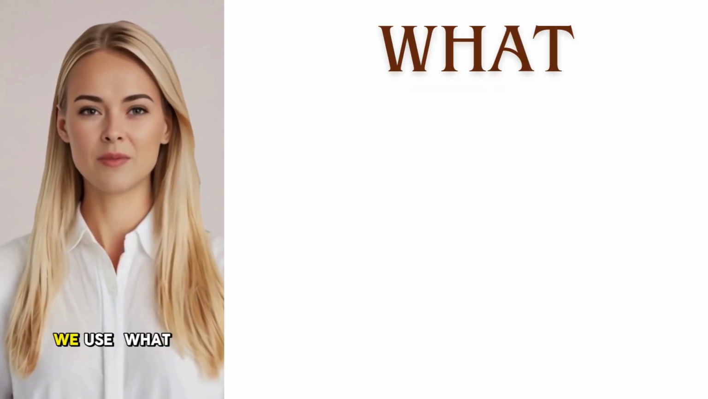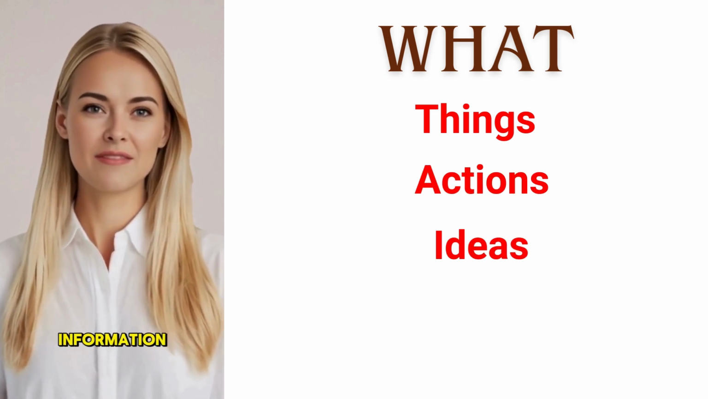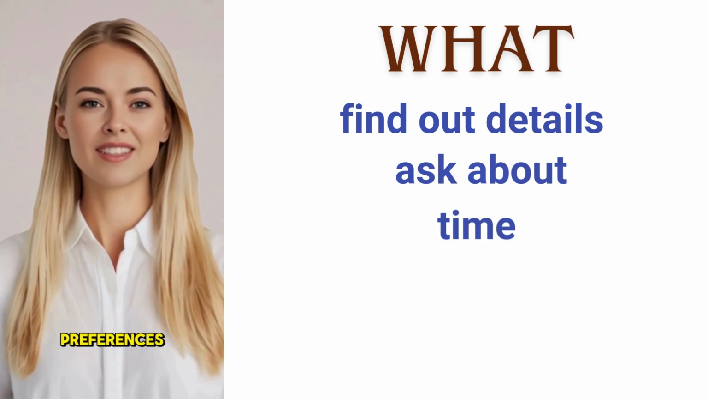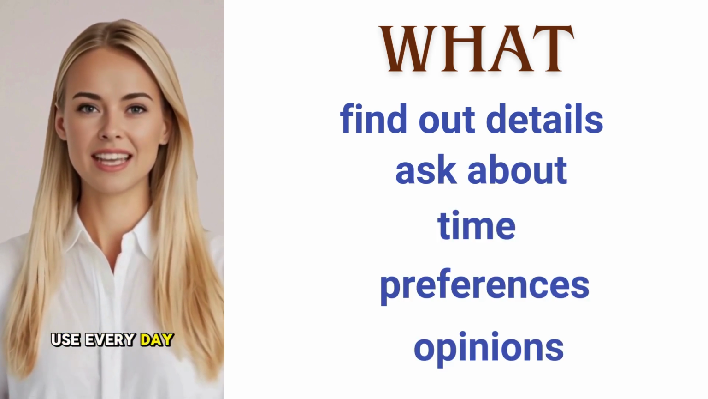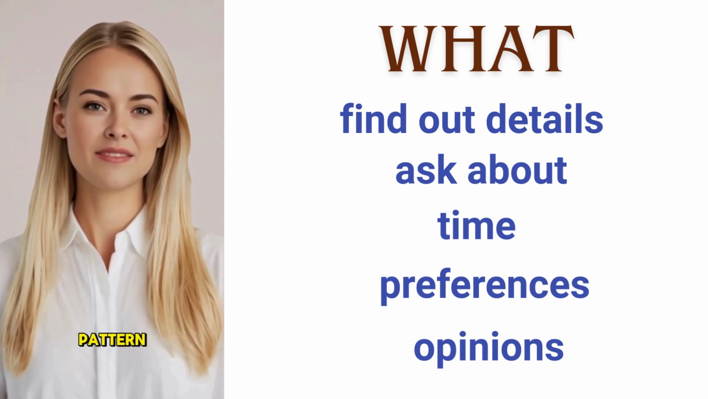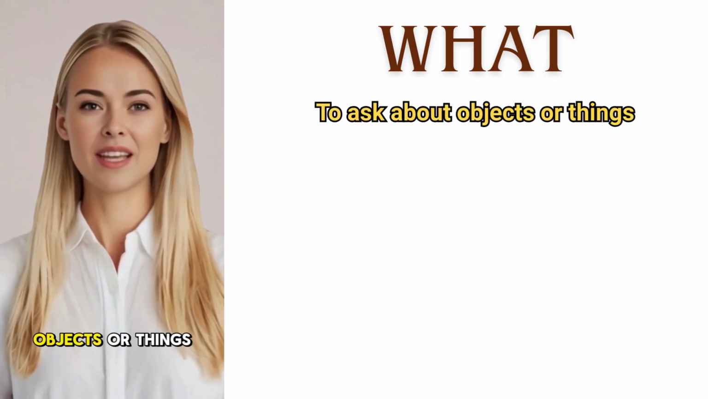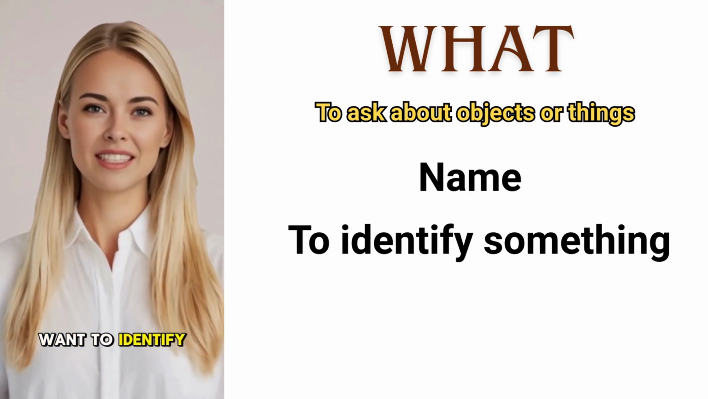Let's start with what. We use what to ask about things, actions, ideas, or information. It helps us find out details, ask about time, preferences, or even opinions. It's a powerful question word we use every day to learn more about the world. The what question usually follows the pattern: what plus do, or does, plus subject plus verb, to ask about objects or things. This is used when you don't know the name or want to identify something.